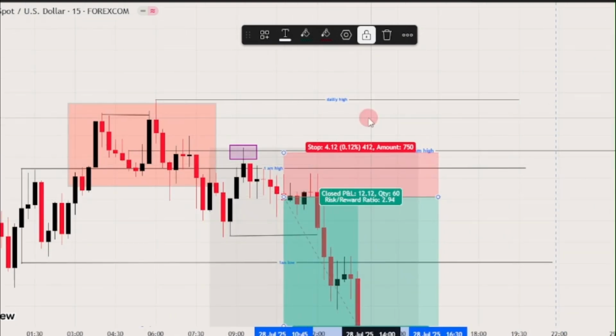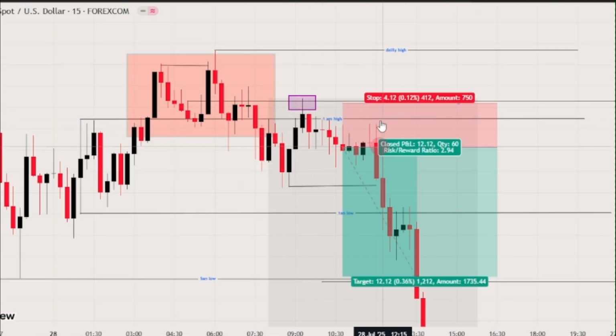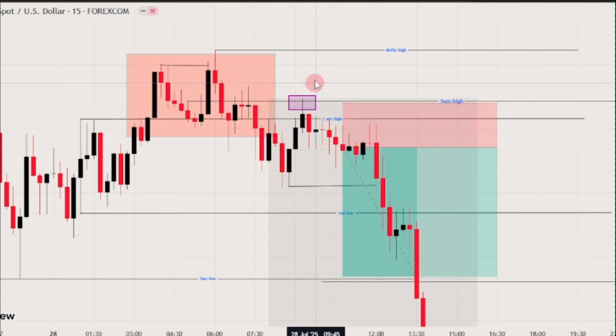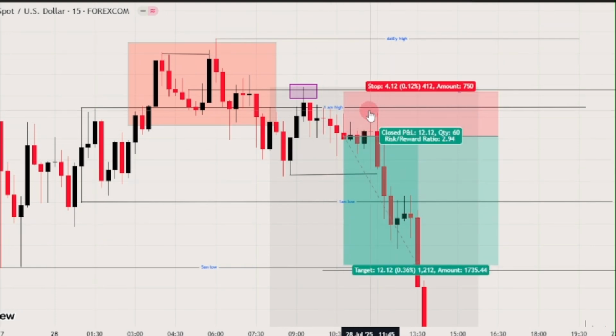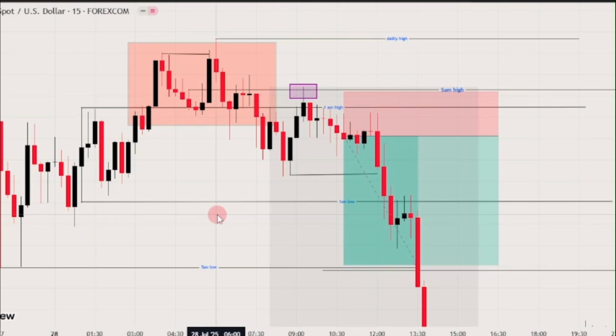Since the sweep has already happened, there's no way price is going to come there again. If price comes there again, that will be a loss trade. That means the setup is invalid. And we saw price push straight to the downside. So that was the reason why I took the sell around here.